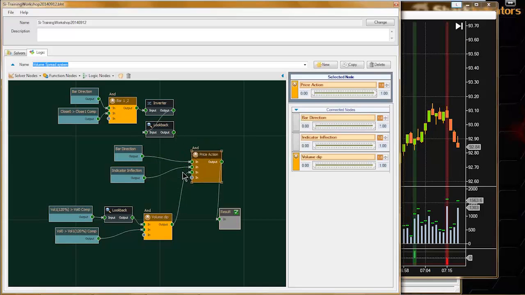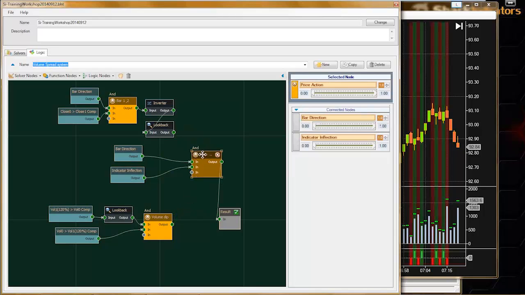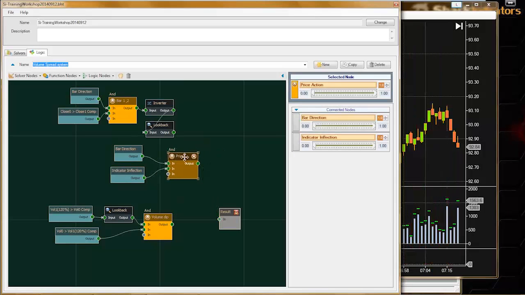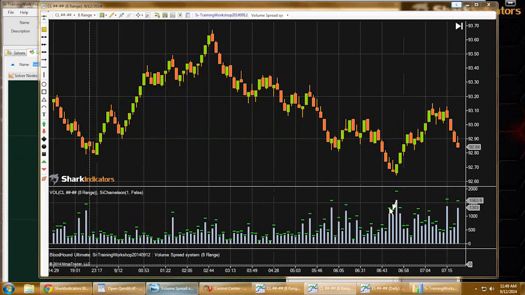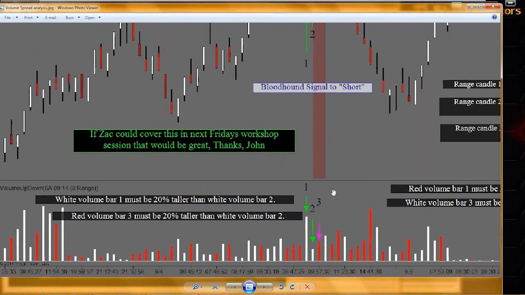Here, I'm going to disable some of this stuff here. Alright, so this is actually looking at, not bar 2, sorry. It's looking at bar 3. So this is the logic looking at bar 3, the reversal. This logic over here is looking at bar 1 and 2. So let me pull up the screenshot again here.